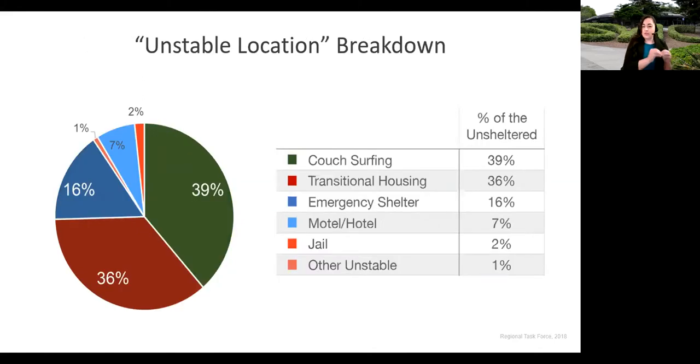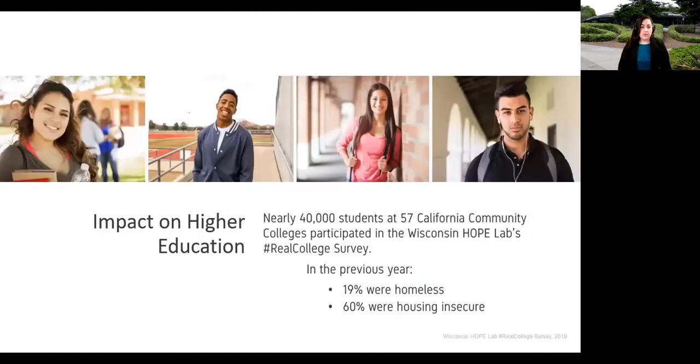When we break down unstable location, because that isn't very clear, we see that the majority were couch surfing, or in transitional housing, emergency shelters, hotels, motels, jail, or other unstable. What's the impact on higher education?